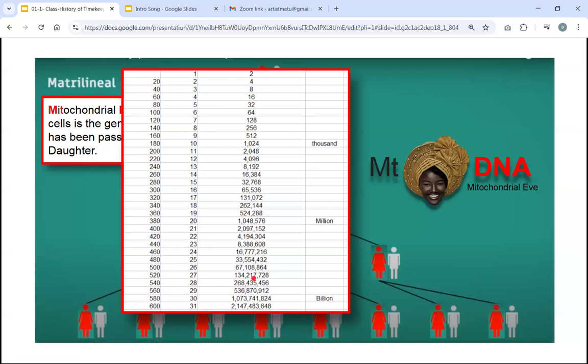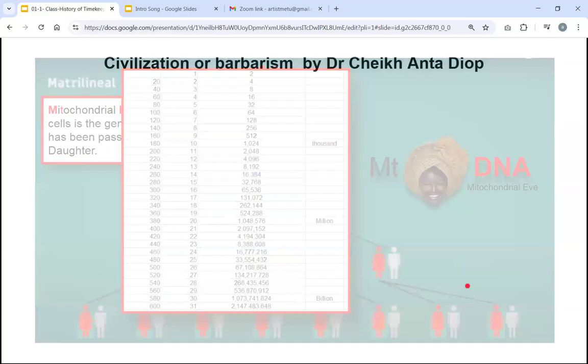So in essence, everybody here and everybody that you see, we are all cousins. We don't even know that we're cousins. We're all cousins. We're all one family line. You get the picture?